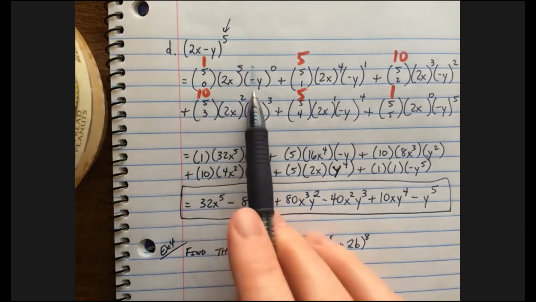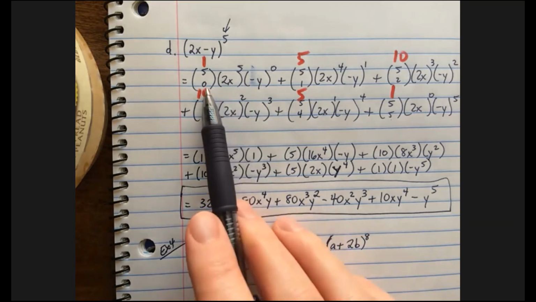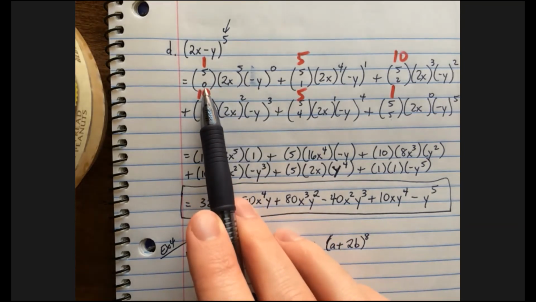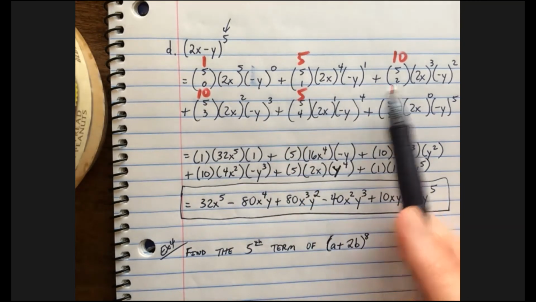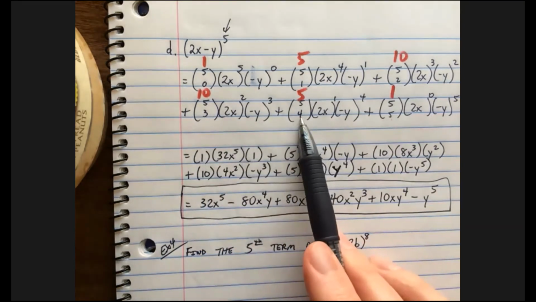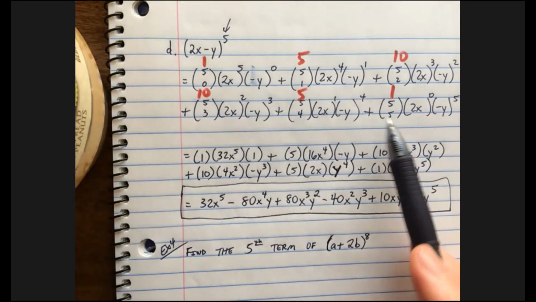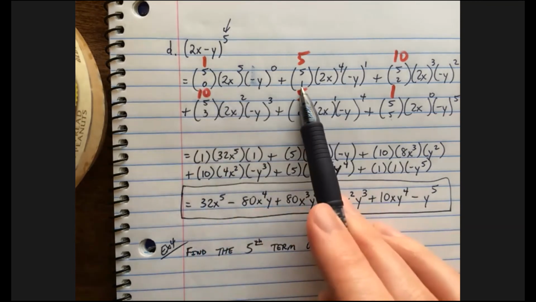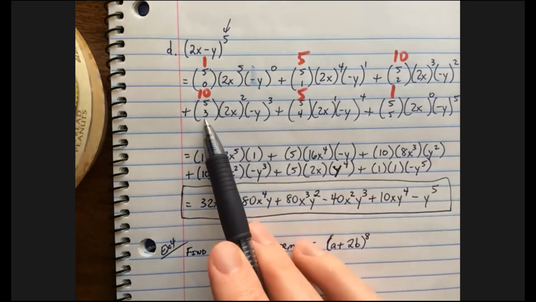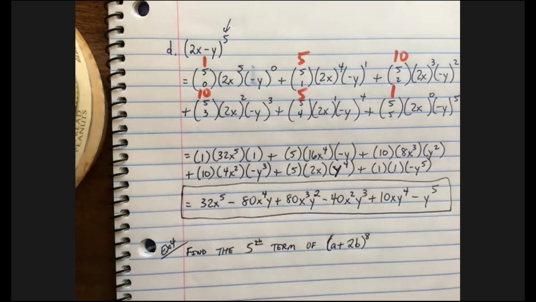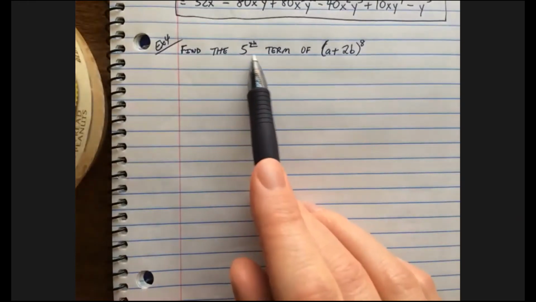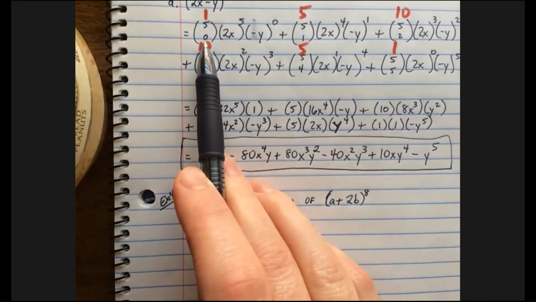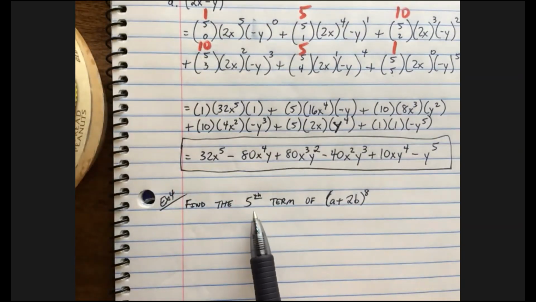All right. The first term right here, we started, remember, with 5 choose 0. And then the second term was 5 choose 1. Third term had a 2 right here. Fourth term had a 3. Fifth term had a 4. And then the sixth term had a 5. So notice this number in the combination was always 1 less than the term number we're working with. So if we're trying to find, let's look at example 4 again, the fifth term, that means the bottom portion of our combination is going to be 1 less than 5. So it's going to be a 4.